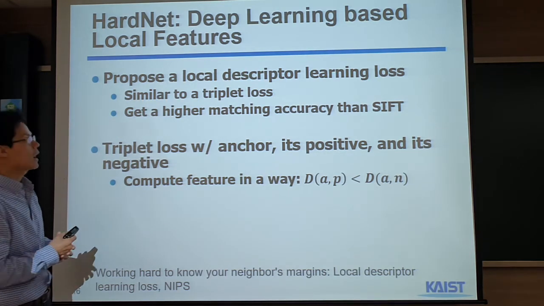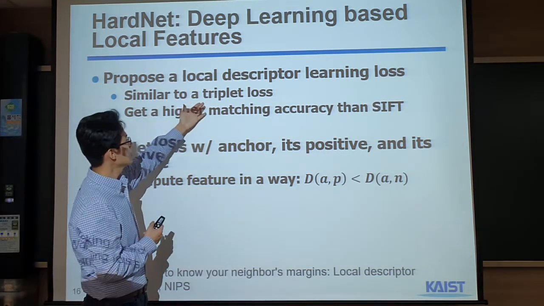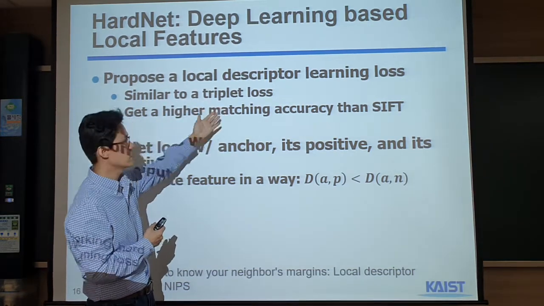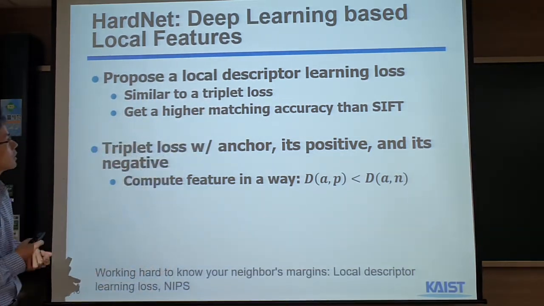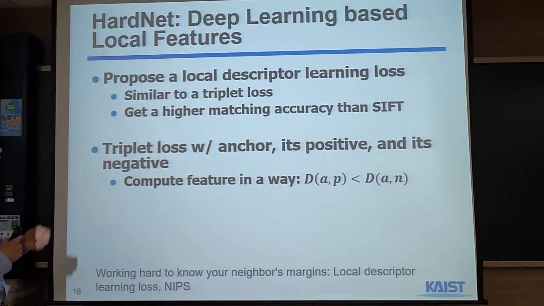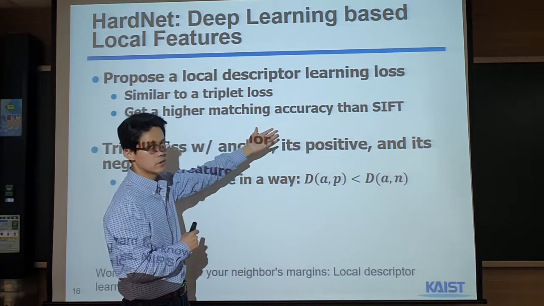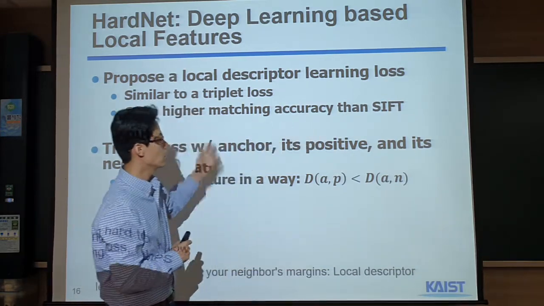But actually, their main idea is very similar, also based on the triplet loss, which I mentioned before. And they specifically claim in this paper that their accuracy is better than the fifth, which we talked about early on.